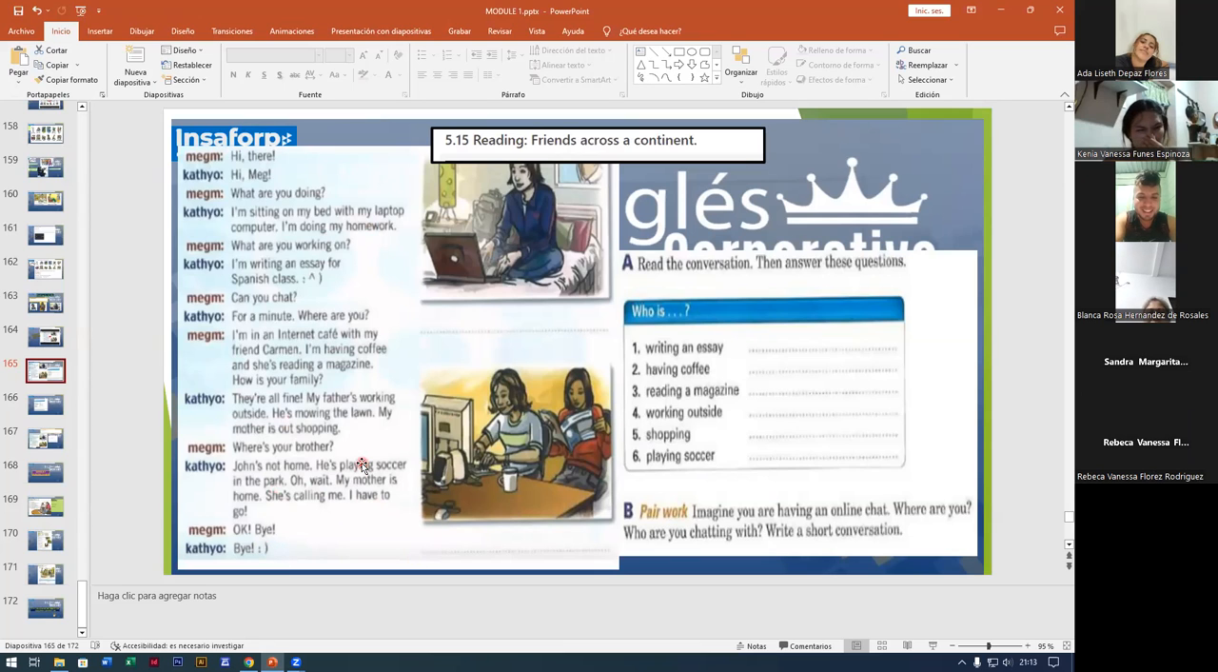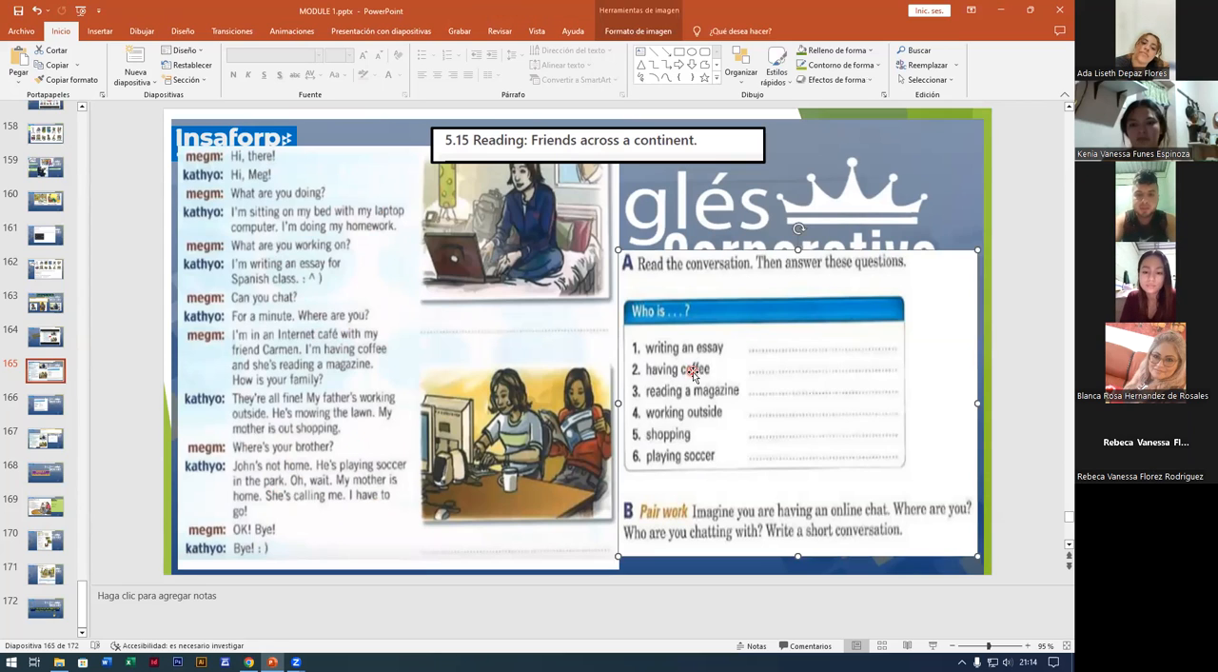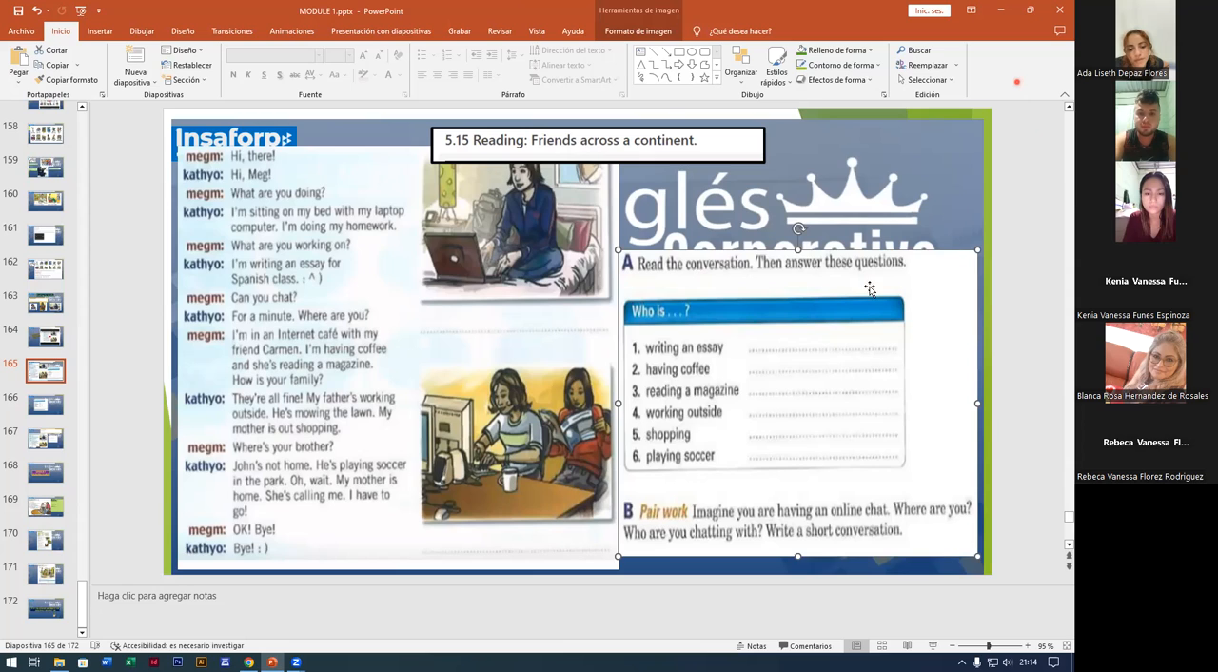So as you can observe here, this is a conversation. And you can check here that we have the present progressive form, the structure that we use for this moment that is occurring at this precise moment. Now, let's check here and analyze. We have read the conversation, then answer the questions, and we have some questions here.